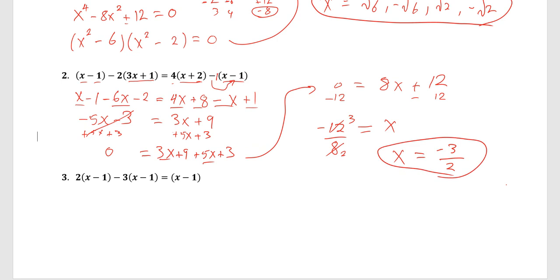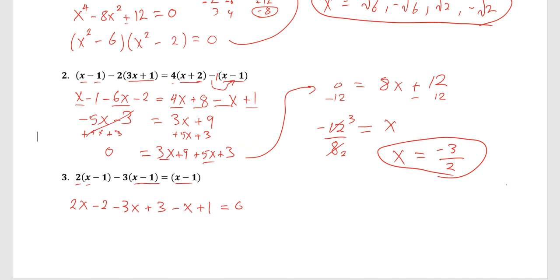Third exercise, we have 2 times x minus 1 minus 3 times x minus 1 equals x minus 1. So again, the goal is to get the like terms together so we could simplify the expression. So we have 2 times x is 2x, 2 times negative 1 is minus 2, minus 3x plus 3. And then I can bring this to the left-hand side, right? So minus x plus 1 equals 0.